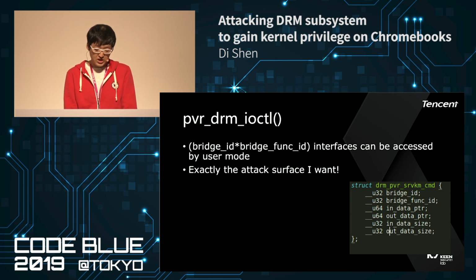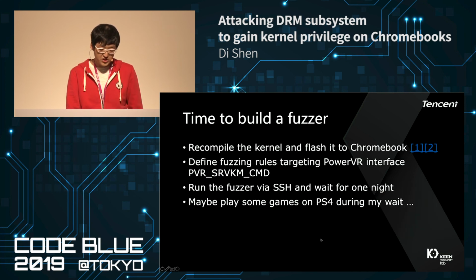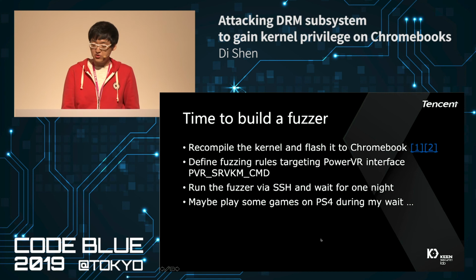Hundreds of functions are handled by this handler in total. And that is exactly the attack surface I want, because all the functions, all the features, and all the source code were provided by the vendors. They are not available in Linux upstream, but they are available on Chromebook. So okay, we just confirmed the attack surface. It's awesome. So what's next? It's time for me to build a fuzzer.